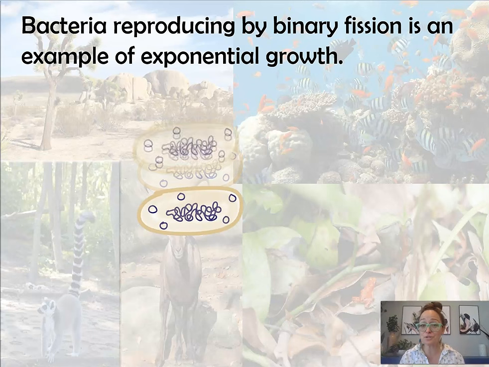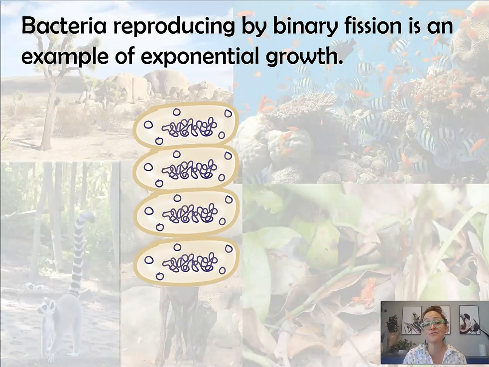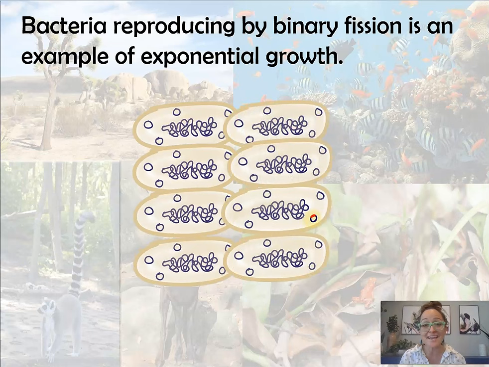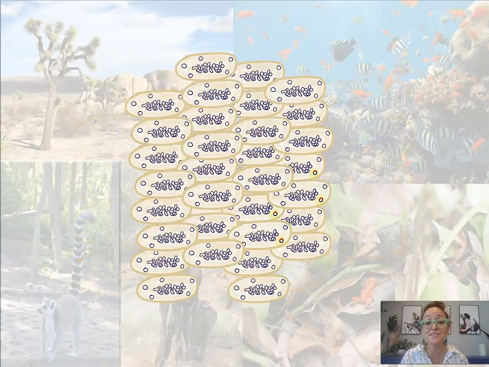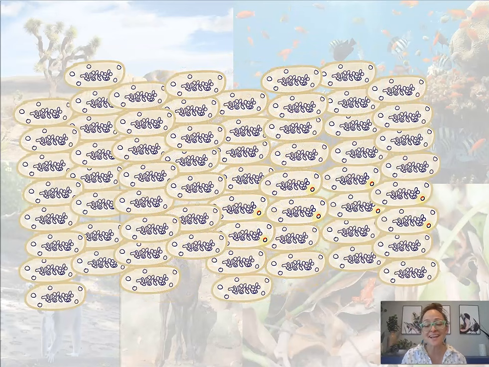And then now these two are going to become four. And then these four reproduce, and now there's 8. And then the 8 reproduce, and now there's 16. 16 becomes 32. 32 becomes 64, etc.